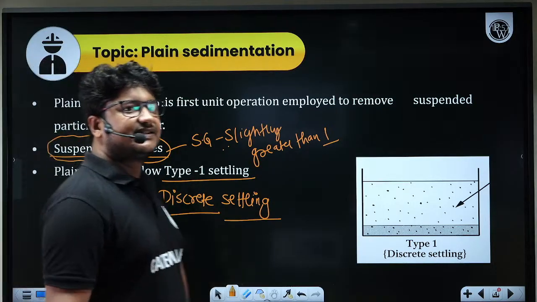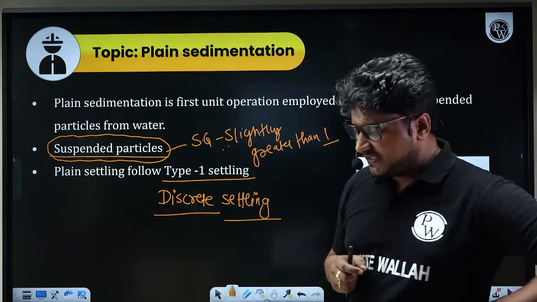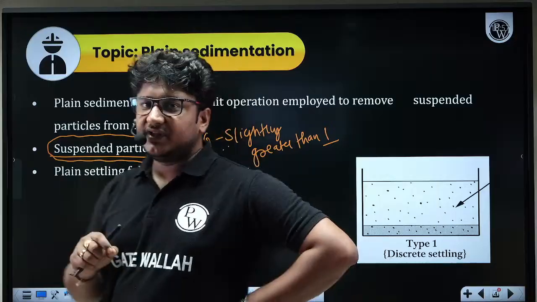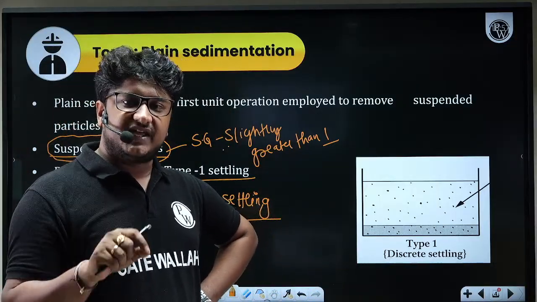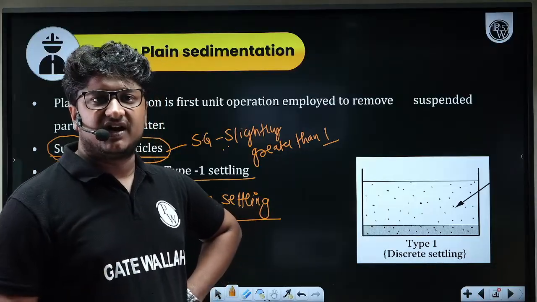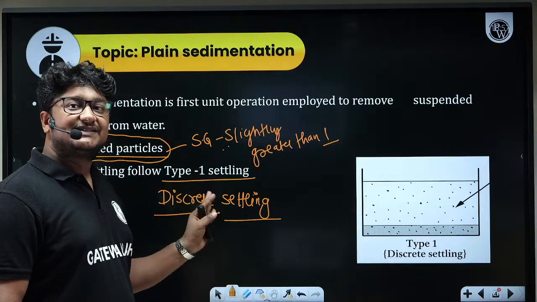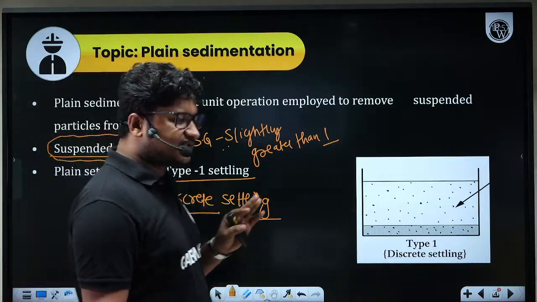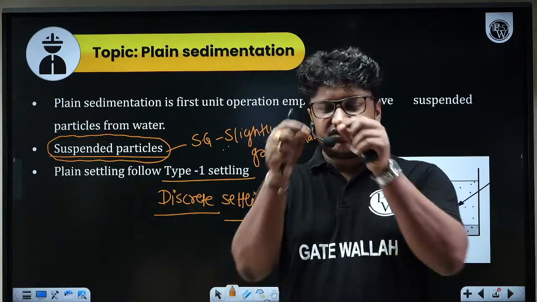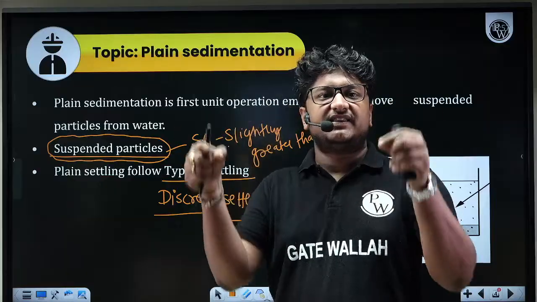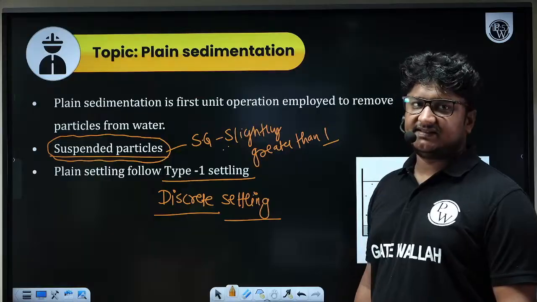Now what is this discrete settling? Discrete settling is a type of settling where, during the course of settlement, the particles do not change their mass, shape, or specific gravity. Neither mass, shape, nor specific gravity will change, nothing will change. Discrete means they are settling separately. That type of settling we see in plain sedimentation.